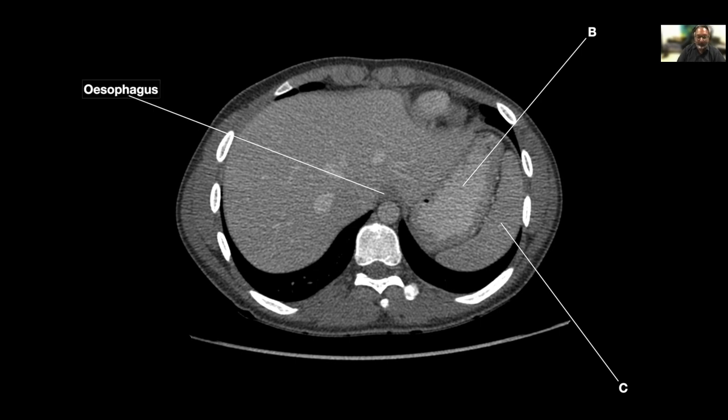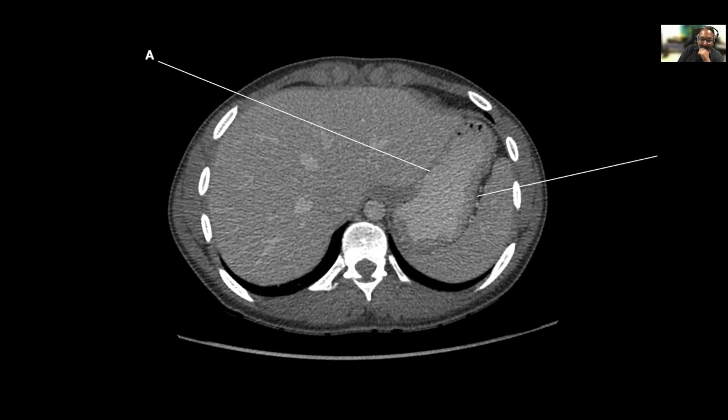Yes, you can also consider A as the gastroesophageal junction, which is, I mean, you are also right, and they're both correct. And B was the stomach, and C is the spleen. Very good. All right, we're getting there.